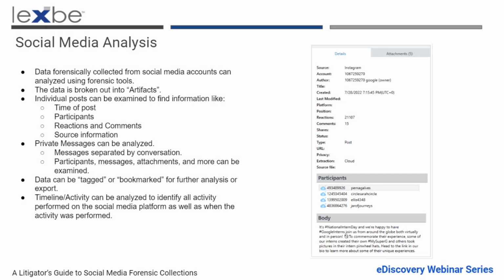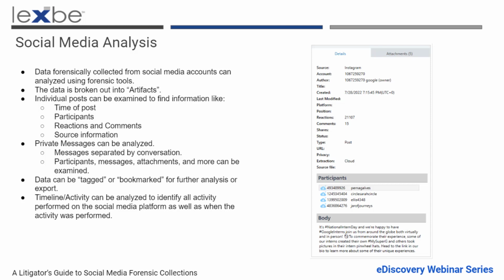Now, social media analysis. Data forensically collected from a social media account can be analyzed using these forensic tools that we've been talking about, as well as others, but those are the two. Axiom and Cellebrite are the two that I like the best and I think are the best in the industry for these types of collections. And the data is broken out into these artifacts or categories for you to analyze and to select the data that you are interested in.